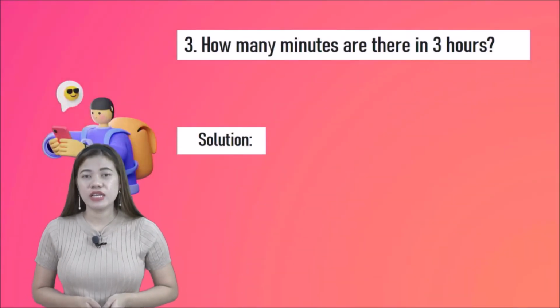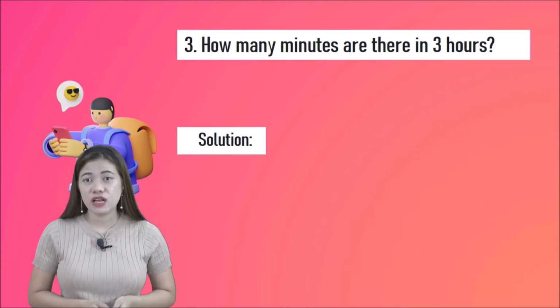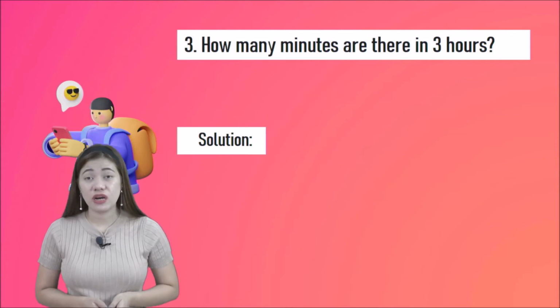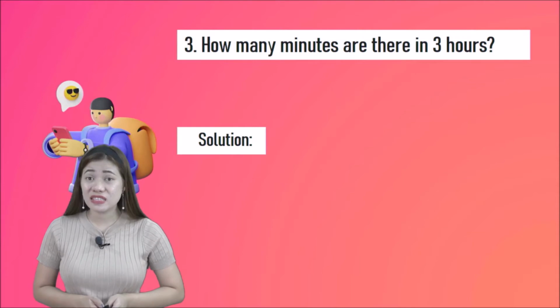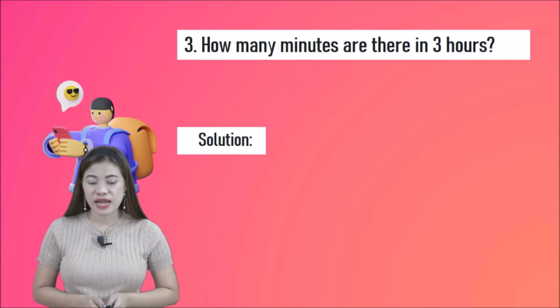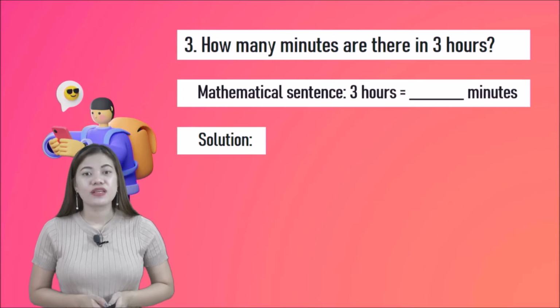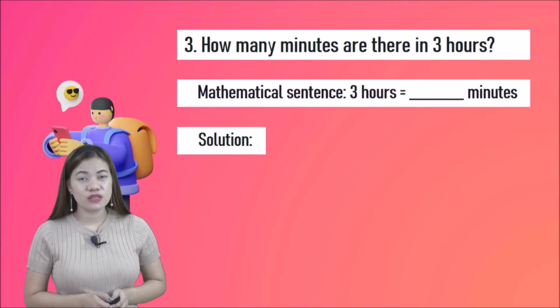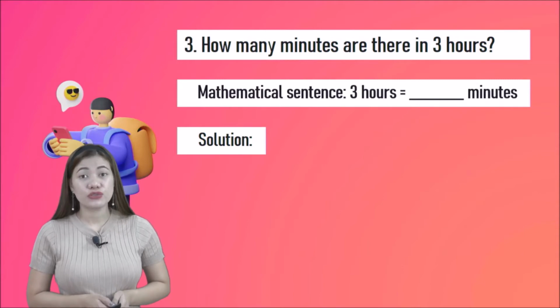Next, number 3, how many minutes are there in 3 hours? How many minutes are there in 3 hours? Isn't it, kids? In 1 hour, we have 60 minutes, right? So here's our mathematical sentence. 3 hours is equal to blank minutes.